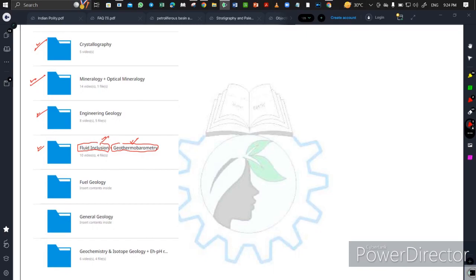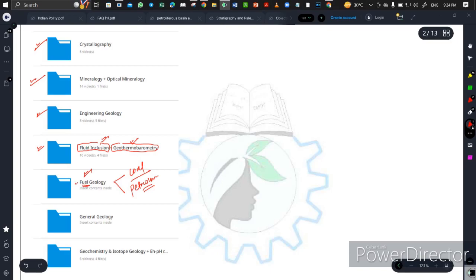In fuel geology you will be covering coal geology and petroleum. All of you know in GSI there is a particular section representing this fuel geology, coal and petroleum. In general geology there is geochemistry and isotope geochemistry. You can see there is another subtopic, the Eh-pH relationship.